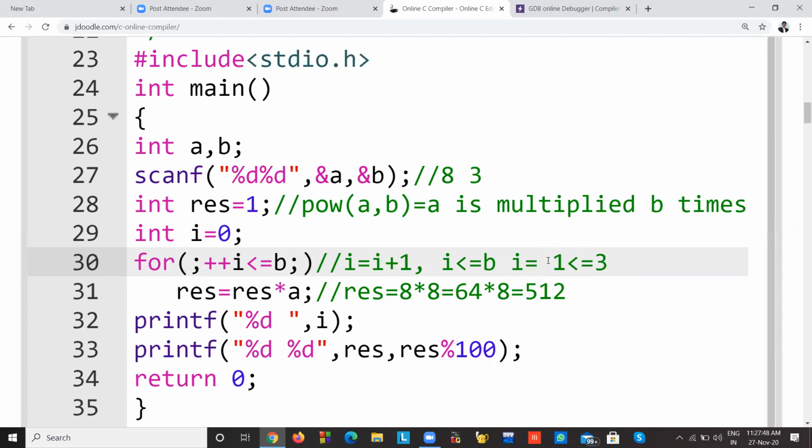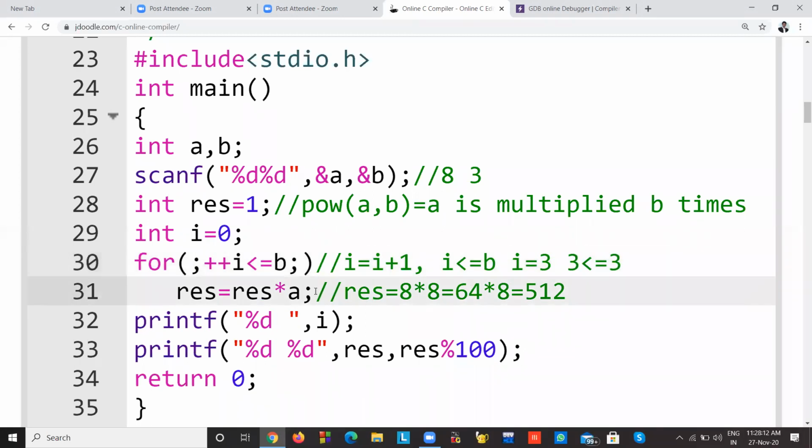Okay, i becomes 2. Then test condition 2 <= 3, true. Then res = res * a gets evaluated. Then expression 3, nothing is there. Now come to the test condition. There is a pre-increment first, so i gets incremented to 3. Now 3 <= 3, is it true? Then res = res * a gets evaluated, and there is no expression 3. So i is incremented by 1, now it becomes 4. 4 <= 3 is false, the body of the loop is not executed. Then print i, print res mod 100. So like this it gets evaluated.